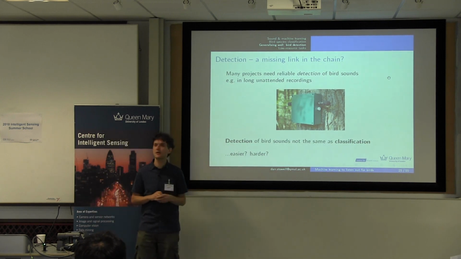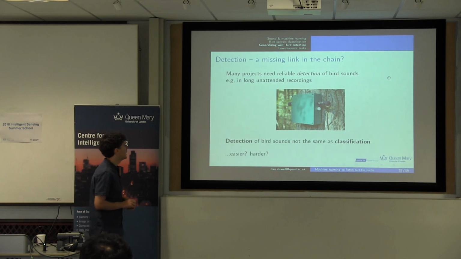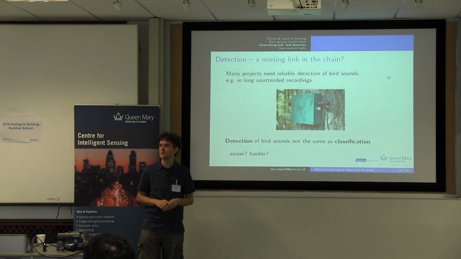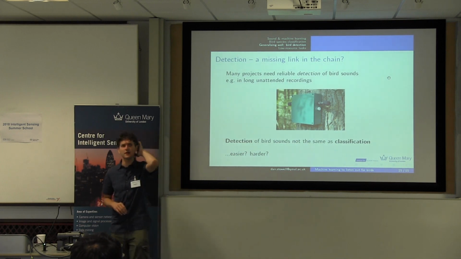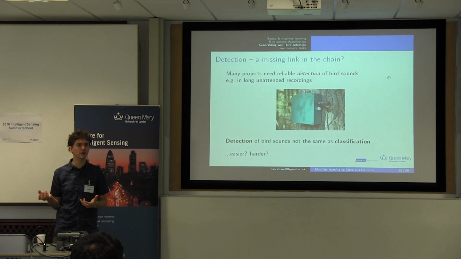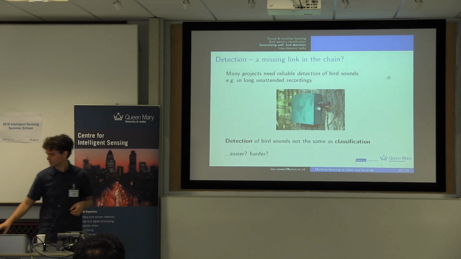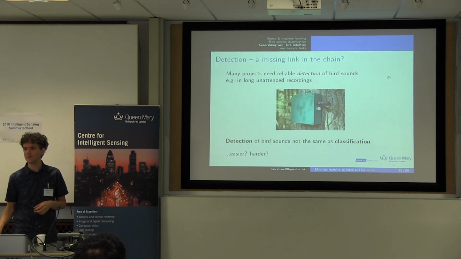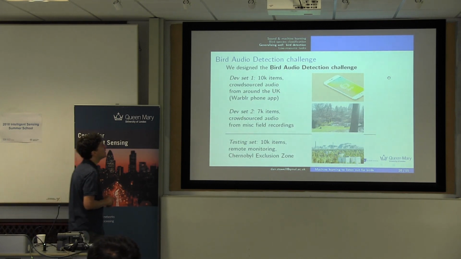It's not quite the same task as classifying the birds. We don't want to know what species it is, we just want to know if it's a bird or not. Does that make it easier, or does that make it harder? If we want to detect birds, do we have to detect all possible birds, whether it's an owl or a chaffinch? It's not obvious that you can develop a generic classifier or detector for that.